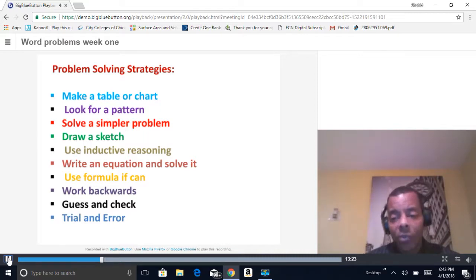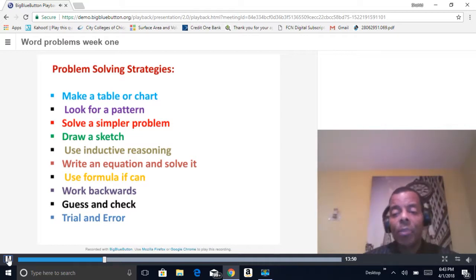So that's one strategy. Strategy number 2, a very powerful strategy in mathematics, is to look for a pattern. You want to see, is there a pattern developing that I can predict 4 down the road, 10 down the road, 100 down the road, what's going on with this problem? And patterns are awesome ways to solve problems.